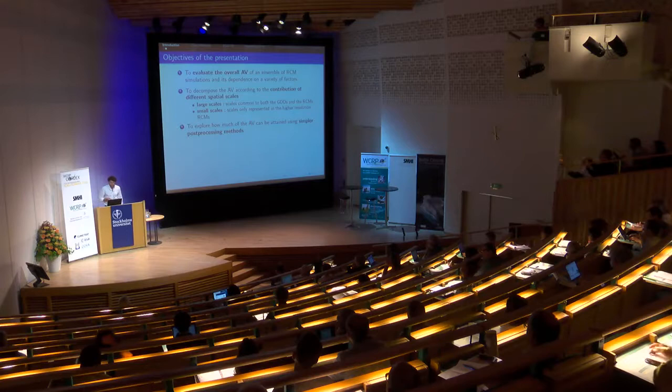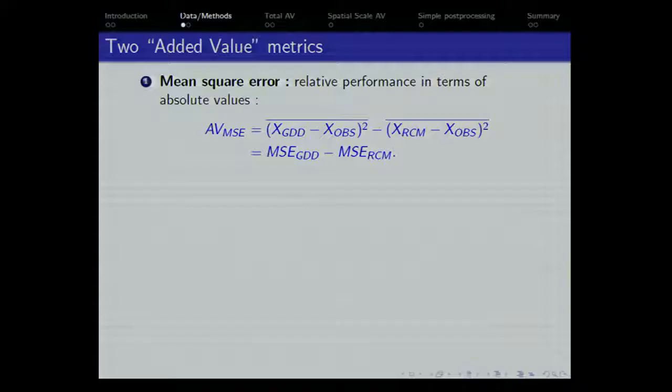I will first define more precisely what I mean by added value. We are going to use two measures. The first one I call the mean square error metric. It takes the error in the driving data compared to observations minus the error in the regional climate model compared to observations. Whenever this quantity is positive, we say there is added value. Whenever it is negative, it means the error in the RCM is larger than in the driving data.